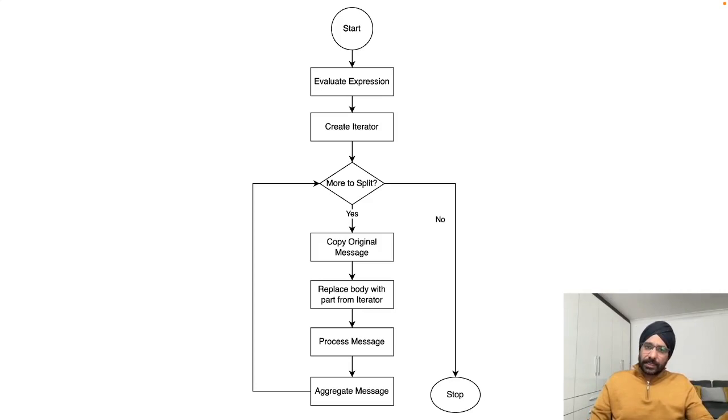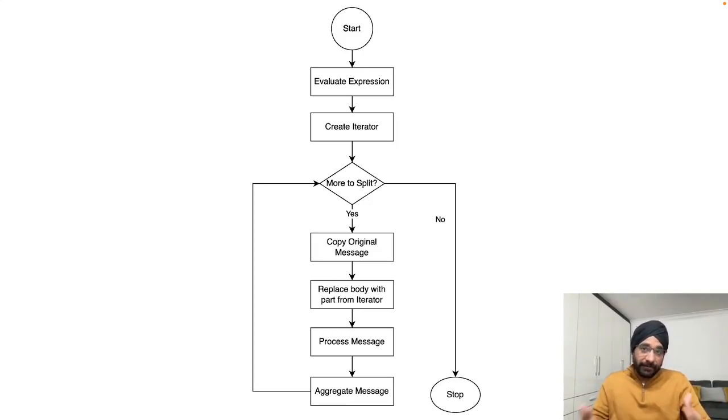How does this actually work? If you try to visualize it from the workflow perspective, this is how it goes. If you take a look at this particular flow chart, the system will start. When I say the system will start, it means the Camel route will receive a message. It will evaluate the expression and create an iterator. Evaluating the expression here simply means it will look at the body and try to understand the message: can I really iterate over this message?